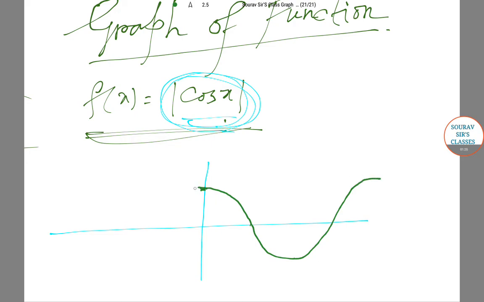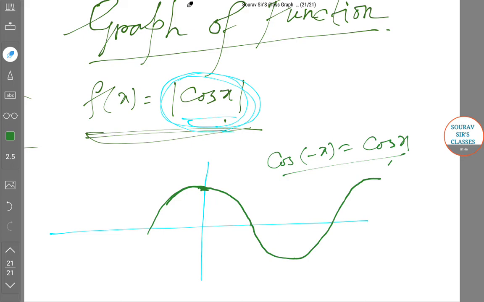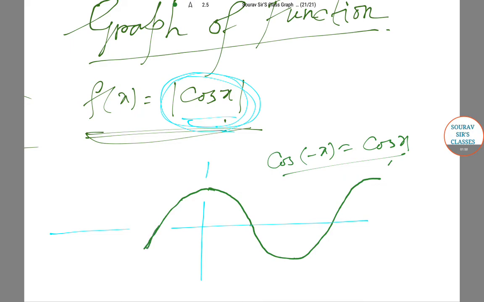And here it is only a mirror image, as cos of minus x equal to cos x. It is an even function, so it is a mirror image of this part. So the mirror image is going like this.